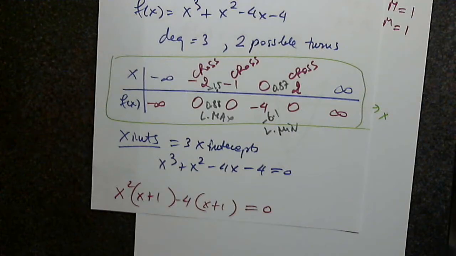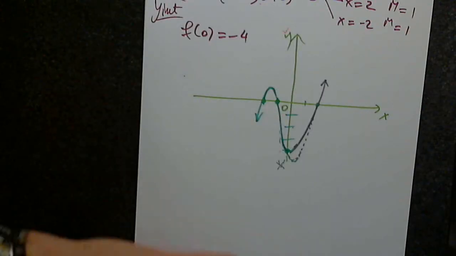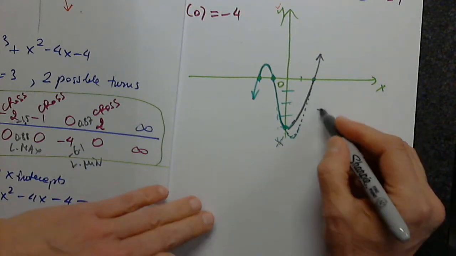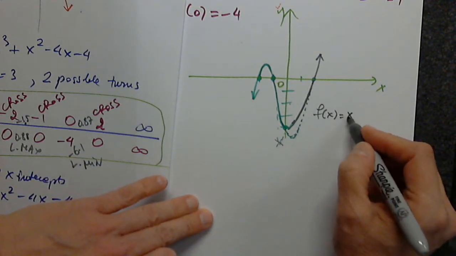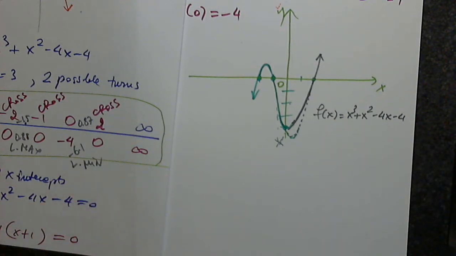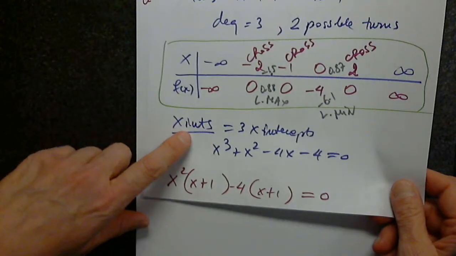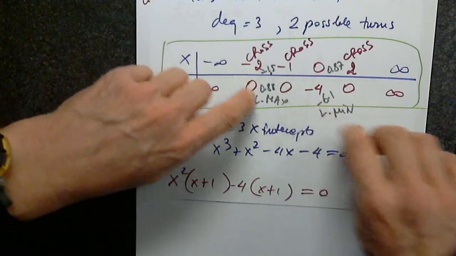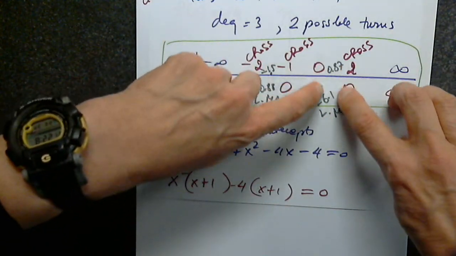You do not have to adjust the graph. I'm fine if you just show that, but you do have to write f of x equals x cubed plus x squared minus 4x minus 4, somewhere on the graph. And this is my table. I put in the local max in here, where it belongs, and I put in here the local min, where it belongs.